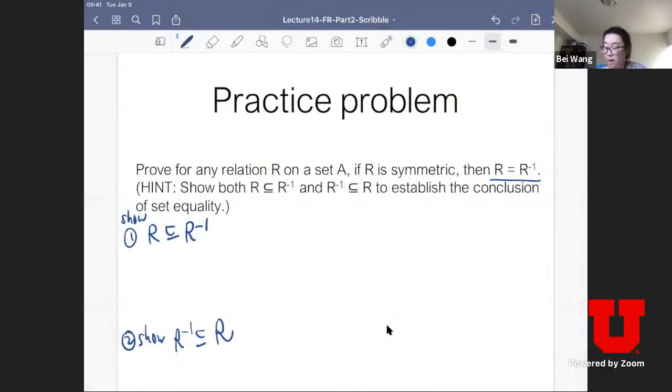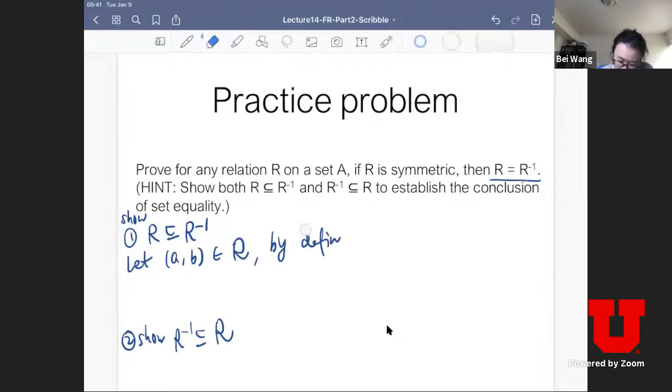Okay, so now let's get back to the proof. In order to show R is a subset of R inverse, we're going to start with an element that belongs to R and show that it is part of R inverse. So let (a, b) belong to R. Now, by definition of R inverse, (a, b) is in R if and only if (b, a) is in R inverse.